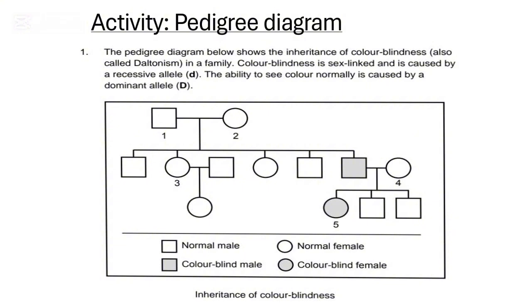So we have 1, 2, 3, 4 males, but 1 is shaded. So this simply means that he has the disorder, he has color blindness. So therefore, parent 1 and 2 only have 3 normal male offspring, meaning that they are without the disorder.